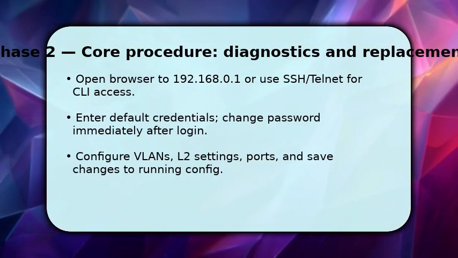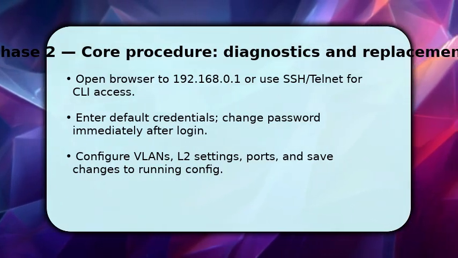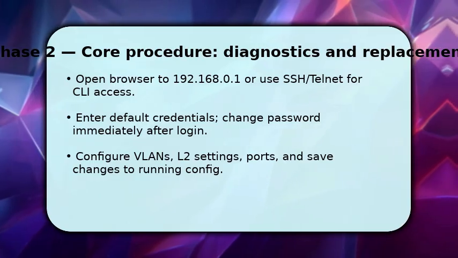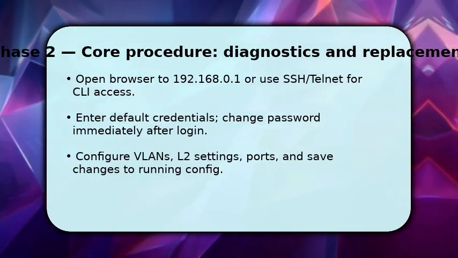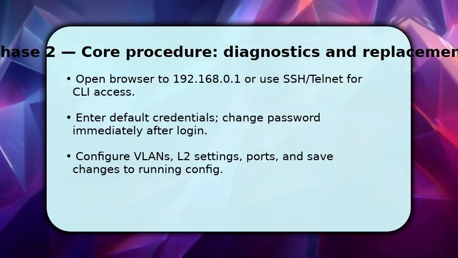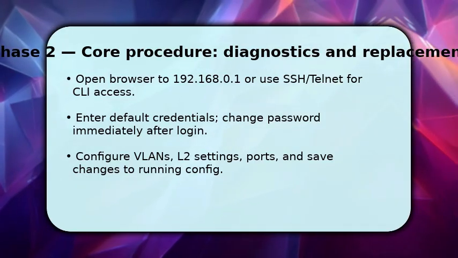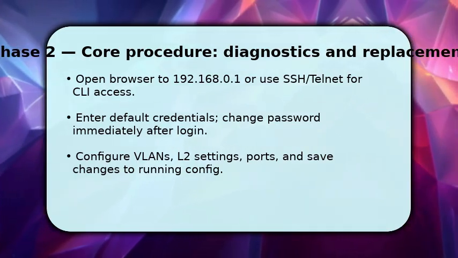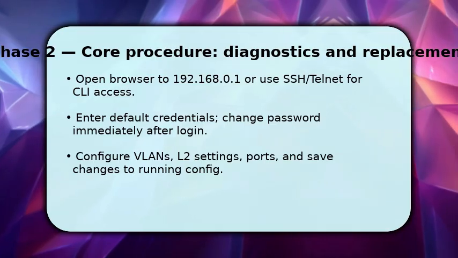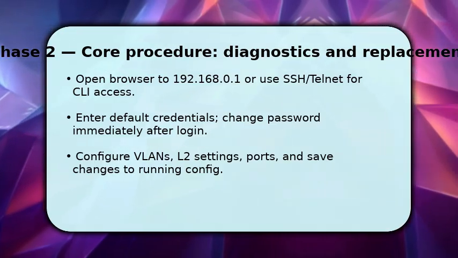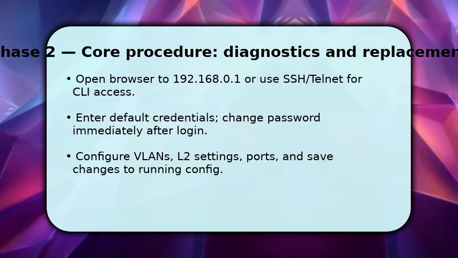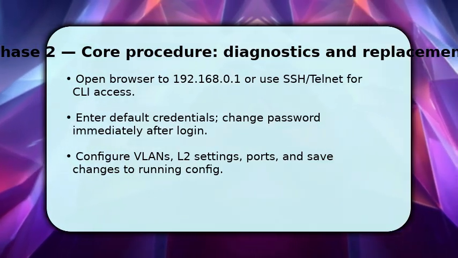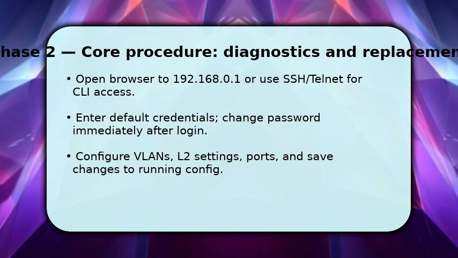You now access the management interface by browsing to 192.168.0.1 or starting an SSH/telnet session if the model supports CLI. This gives you faster, scriptable control. After logging in with defaults, change the admin password right away for security, then navigate to VLAN and port settings to assign tags or access modes as required.